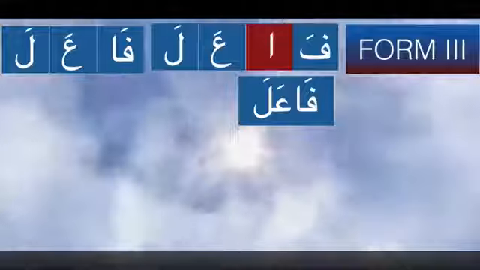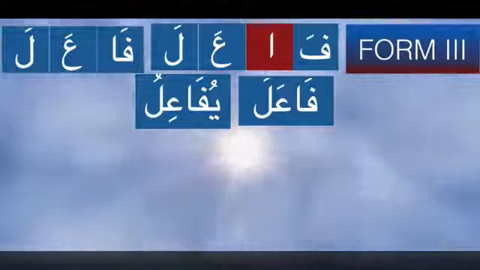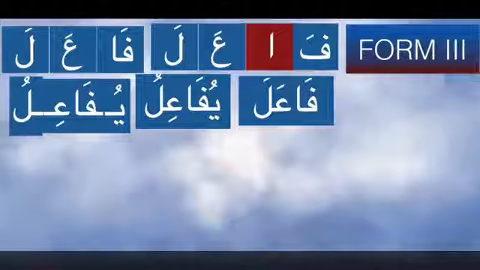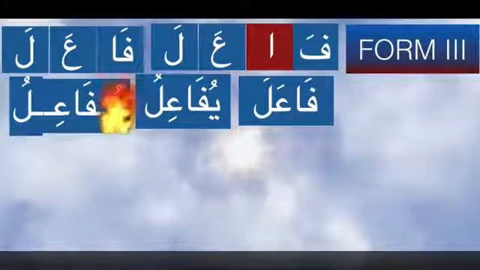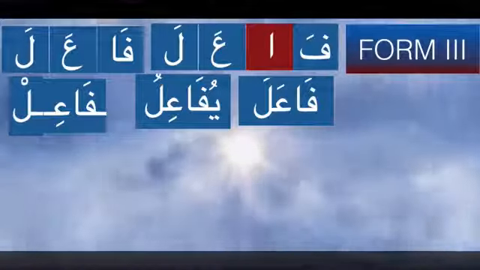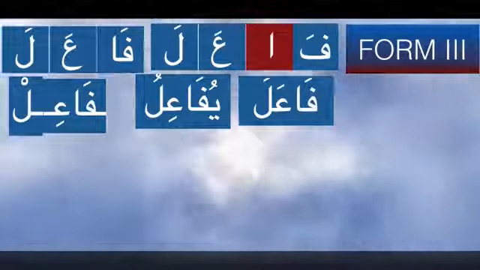And how do we make mudari'? Because it is 4 letters, we know it begins with dhamma. That will be yufa'ilu. And we're going to see how the amr is formed. It's straightforward. You take the mudari', and as usual we don't need the alamat mudari'. We take it away and change the dhamma into sukoon. Can we pronounce it if it is beginning with sukoon? No, it's got fatha. So we can say fa'il.